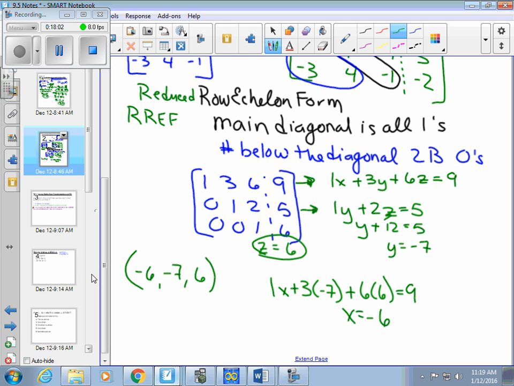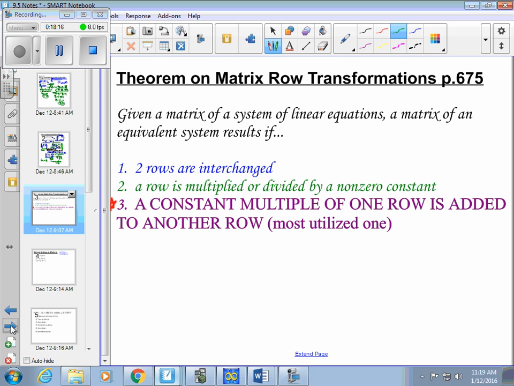So the next question is, how do we go from the one up above here that doesn't have a main diagonal of 1s? How do we create those 1s and how do we create those zeros? Okay. So in your book on page 675, of course, there's theorems. There's always theorems. Those are the rules.